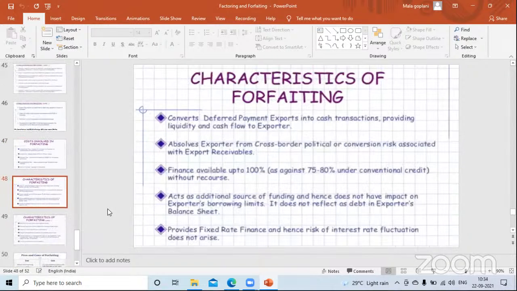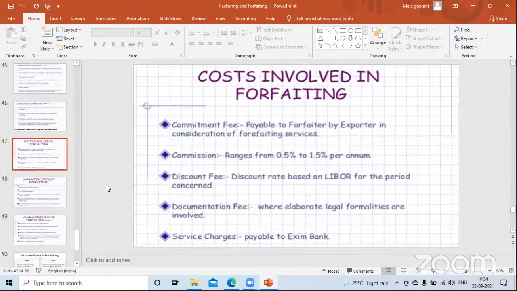Characteristics of forfeiting. Converts the deferred payment exports into cash transaction. Deferred means long time payments, which are going to be received on the future date. I will have to wait for very, very long time. Such long time payments will be converted into cash transactions. That means I will receive the whole amount on the spot, of course, after deducting all these charges.